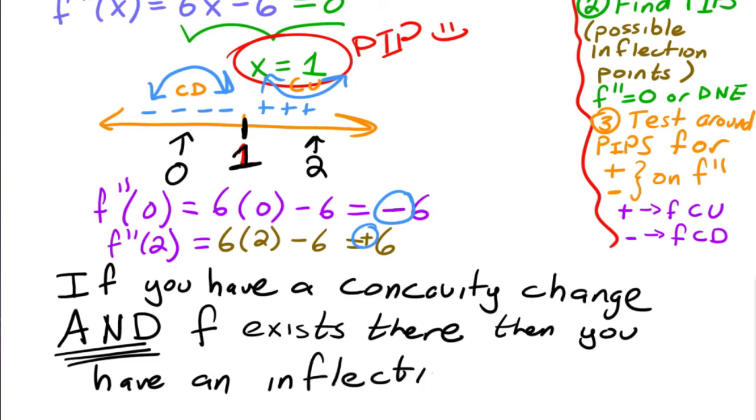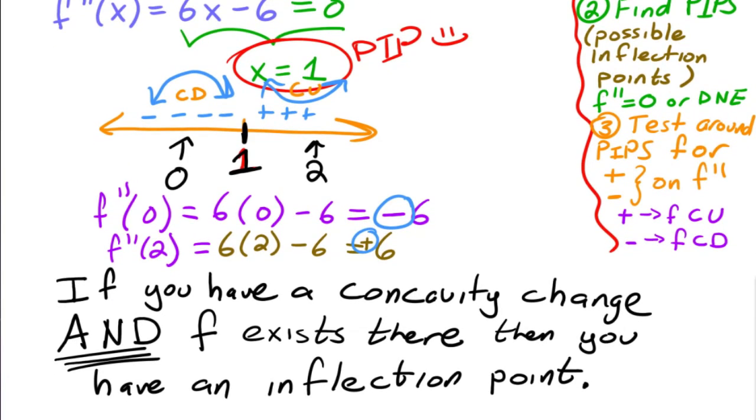Let me finish writing this. You can change concavity without it being an inflection point. For example, you could have a vertical asymptote, hypothetically, of course. So let's say you have a vertical asymptote here. You have a function that's concave up, and then it's concave down. Well, hey, it changed concavity, but this can't be an inflection point because it's not defined there. So that's why I put this really importantly right here.